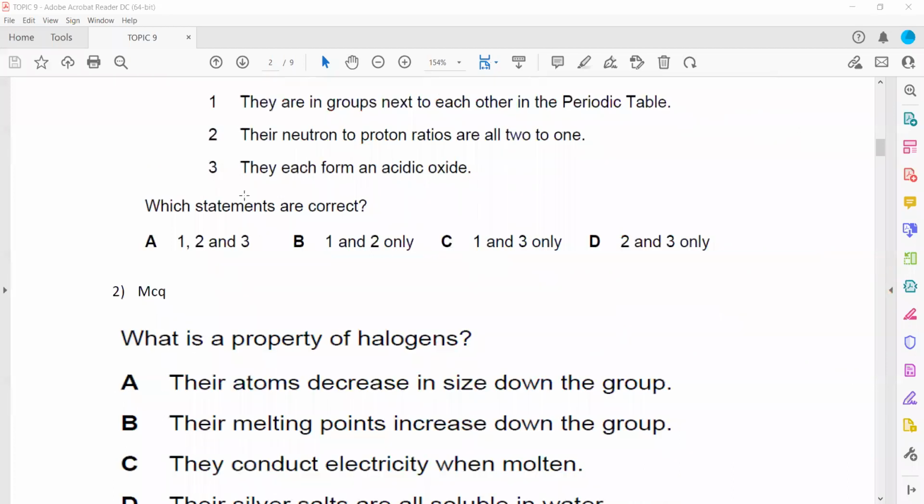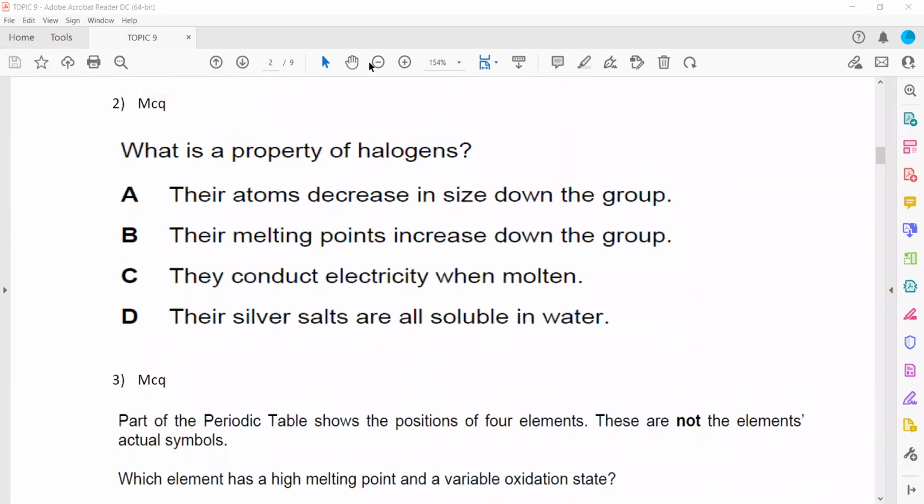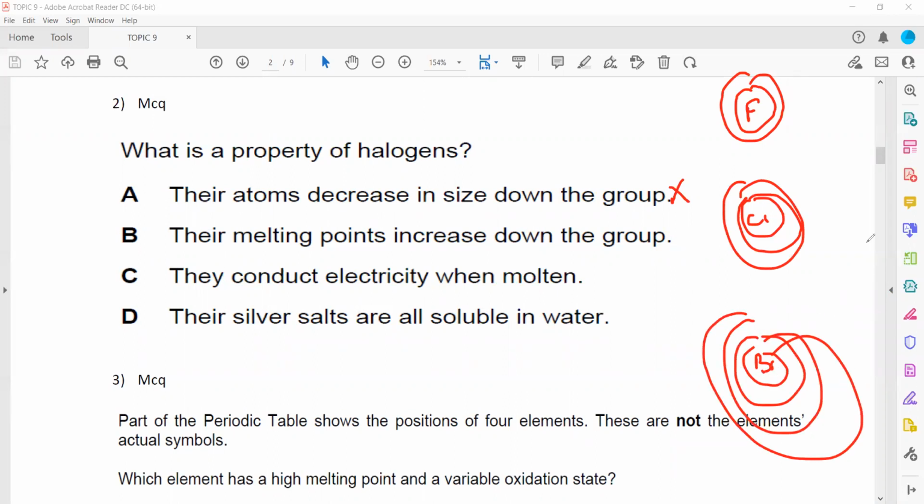Then in question 2, what is a property of halogen? Their atom decrease in size down the group. That is wrong because this does not happen for any group. Like we have fluorine, which will have 2 shells. We have chlorine, which will have 3 shells. We have bromine, which will have 4 shells. So even this is not a property for any group. Down the group, the size always increases. Size does not decrease. So that's why this is not the right statement.